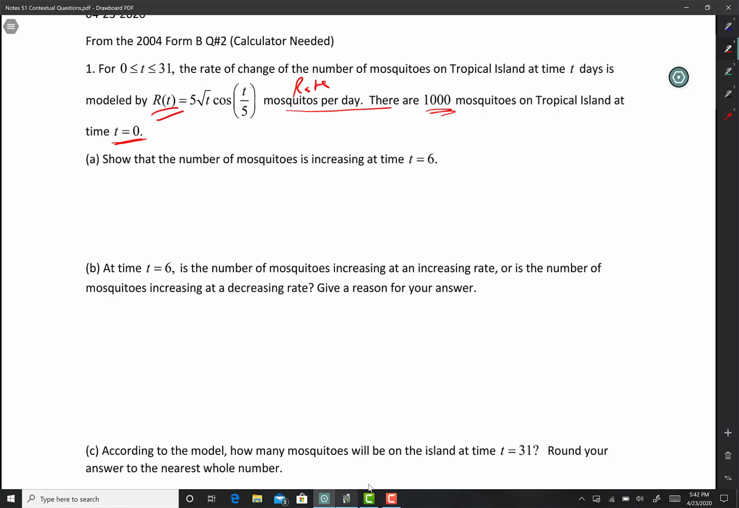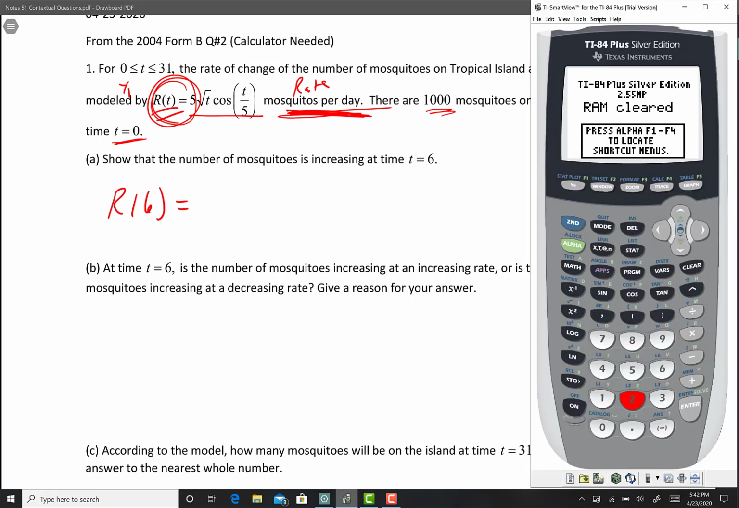So this is straightforward. Usually, how do you know in calculus when a function is increasing or decreasing? You take a derivative. But this R of t is like a derivative because it's already a rate, if that makes sense. So I'm going to find out what R of 6 is. If it's positive, the number of mosquitoes is increasing at time t equals 6. If it's negative, the number of mosquitoes is decreasing at t equals 6. So I'm going to type this into y1 in my calculator.